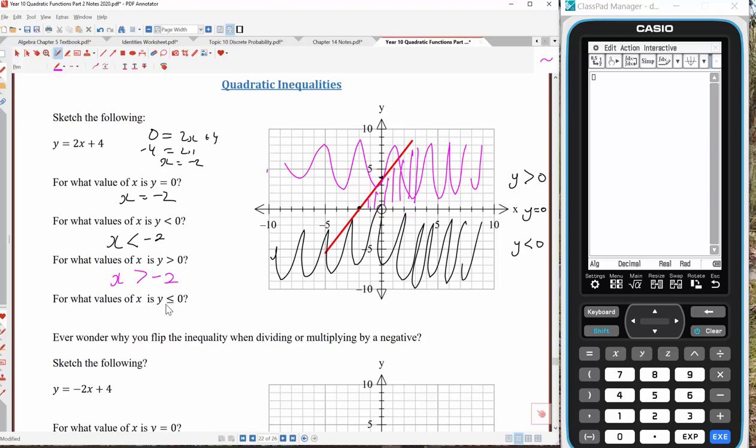For what values of x is y less than or equal to 0? Now, if we're including that point there, it'll be for x less than or equal to negative 2 because we're allowing 0 to also happen there.